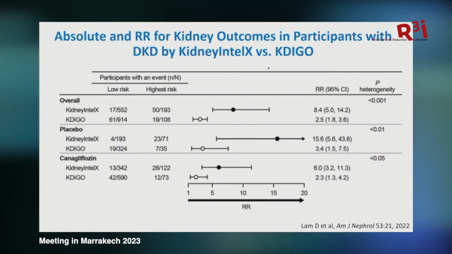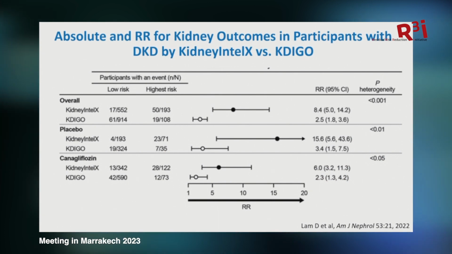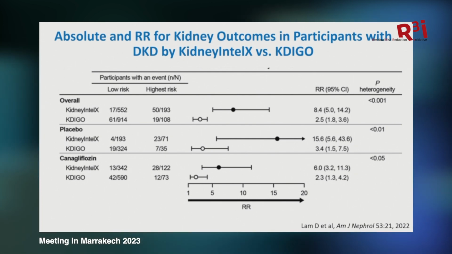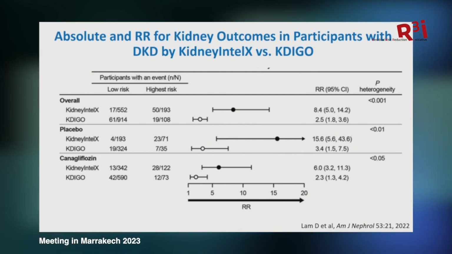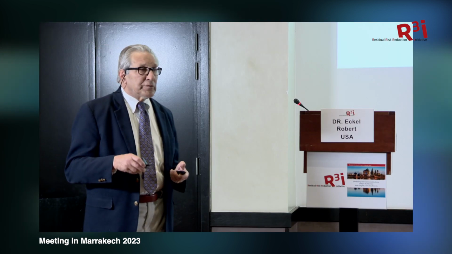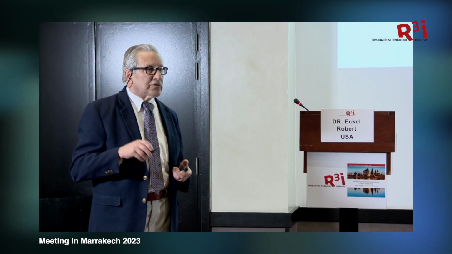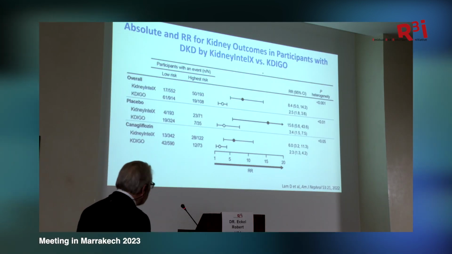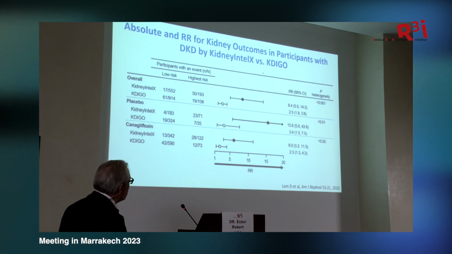So if we look at this in a plotted form, here's looking at patients at low risk versus the high risk, and these are the relative abilities of the kidney Intel X versus KDIGO in terms of prophylactically indicating who's at greatest risk. And I think this needs to be ultimately looked at in additional trials going forward, so we have a little bit better explanation about how this can be validated by other trials.